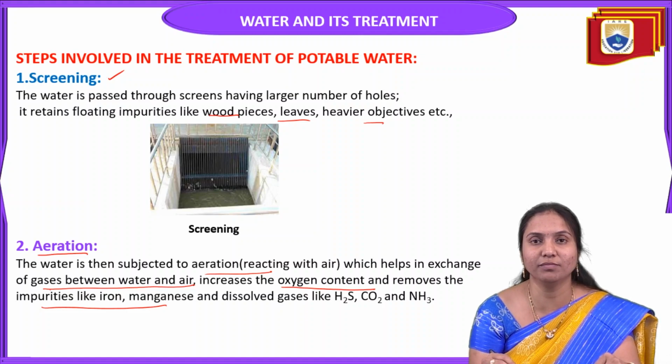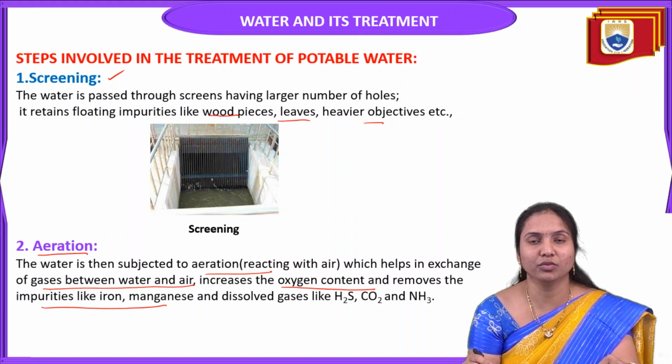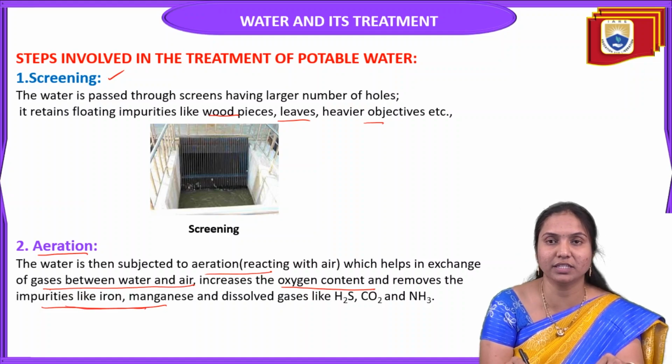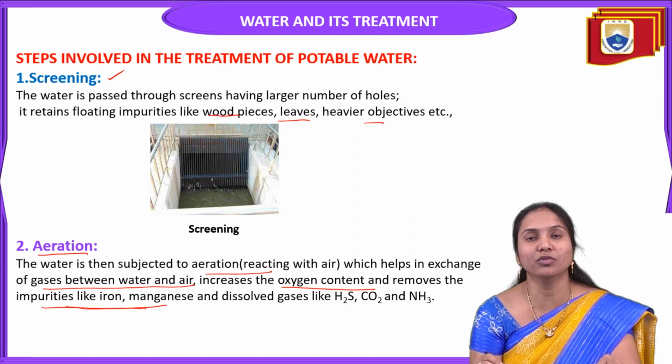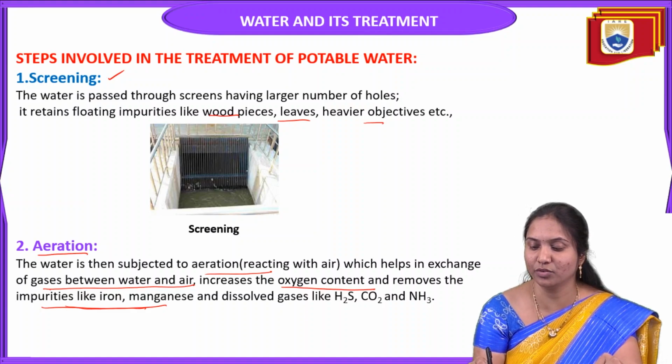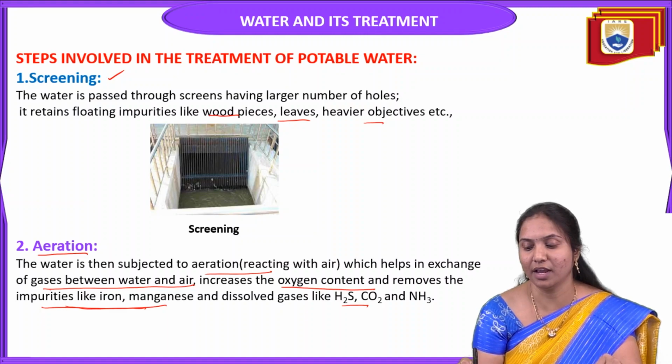After that, aeration means mixing of air. The water reacts with air. In this case, the oxygen percentage also increases and it removes impurities like iron, manganese, and also removes dissolved gases like hydrogen sulfide, carbon dioxide and ammonia.